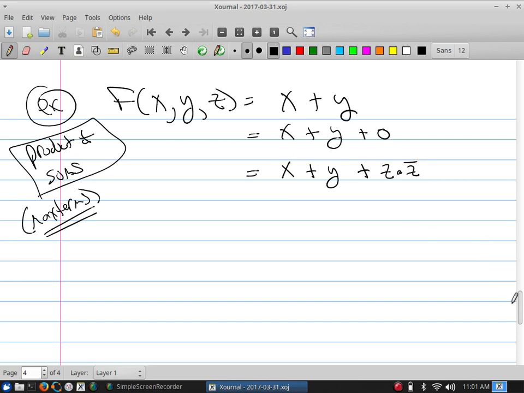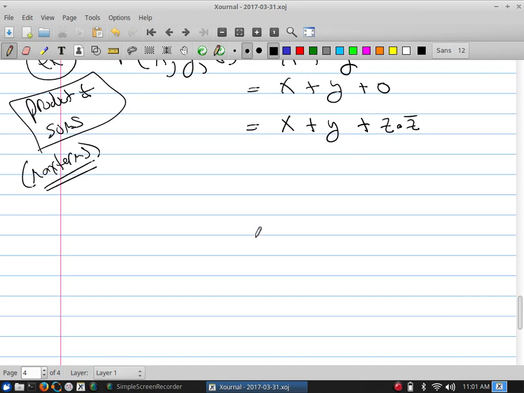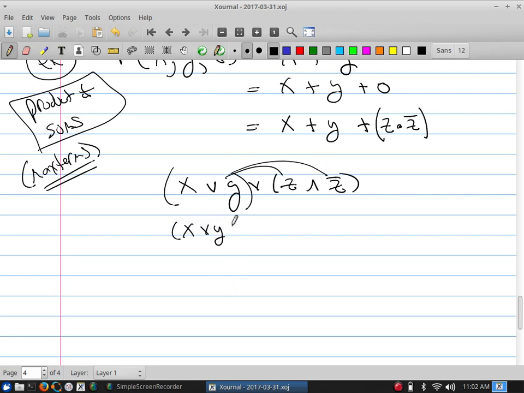Now, this is where, if we were to pick different operators, life would be a little bit easier. If I would have said this is x or y or parentheses z and z bar, what would you do? You would simply take this and then do what? Distribute. You would distribute and say that this is x or y or z, and x or y or z bar. Is everybody okay with that distribution? So I took this, right, and added zero to it.